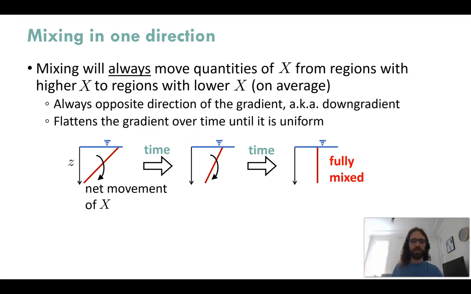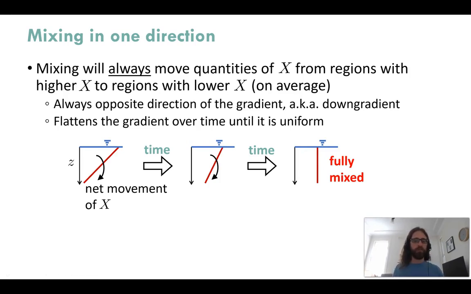Mixing is always going to move quantities of this variable x from regions where it's higher to regions where it's lower. This is true in a net or average sense, and maybe not necessarily instantaneously, but on an overall average, you're always going to get quantities moving from the region where it's higher to where it's lower. Due to this movement over time, the differences become less and less, and eventually there are no remaining differences anymore, and everything is fully mixed or uniform.